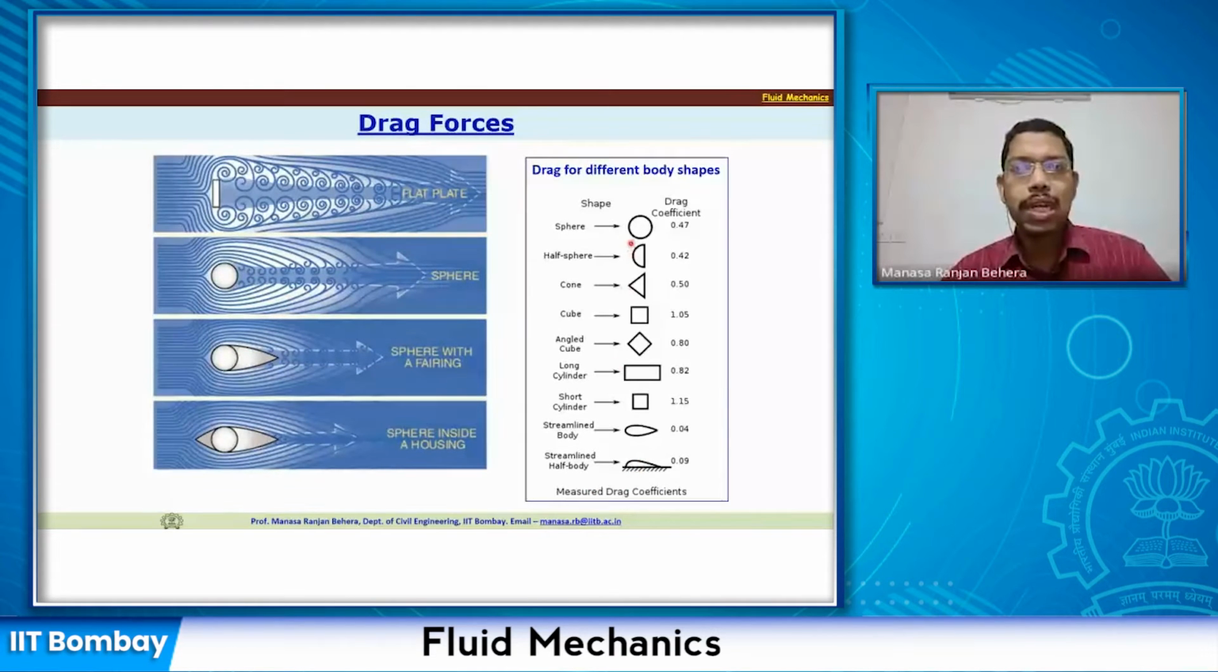So if you see here, these are different shapes. This is a sphere, the drag coefficient is 0.47, whereas for a half sphere it is reducing further, it is 0.42, and the arrow mark shows you the direction from which the flow is coming. And you see the frontal shape is going to play a major role, and the flow is going to separate maybe at this edge, and the drag force is going to be less. So for a cone it is going to be 0.5, for a cube it is 1.0, for an angled cube it is going to be slightly less, again 0.8.